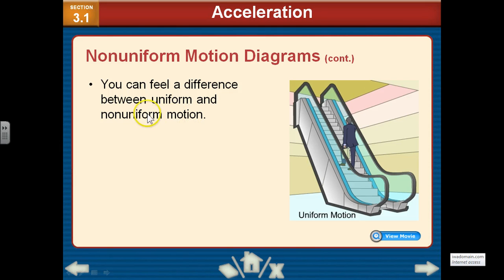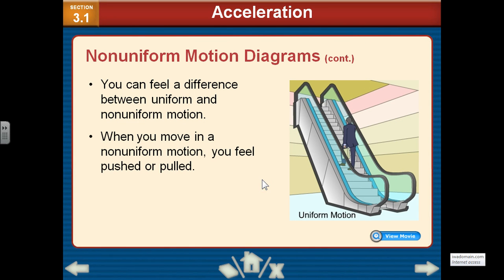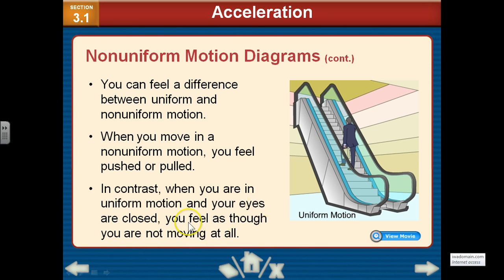Now, one of the things you can tell as far as uniform motion and non-uniform motion is if you close your eyes and you don't feel like you're being pushed or pulled, then you're probably in uniform motion. If you sit in your car, you close your eyes, you don't feel like you're being pushed back into the seat, you don't feel like you're getting thrown forward into the seat belt, you're at a constant speed. But if you feel like you're getting pushed to the side or thrown forward or back, now you're no longer in uniform motion.